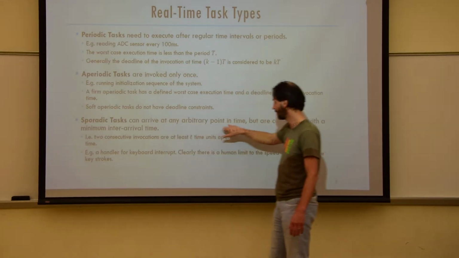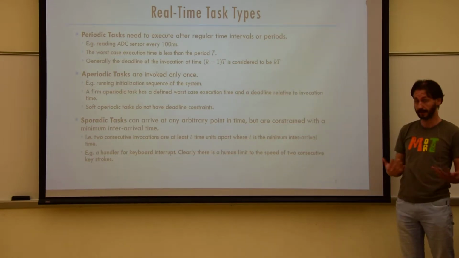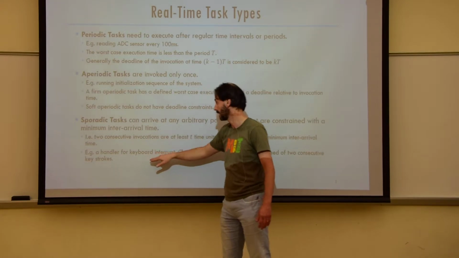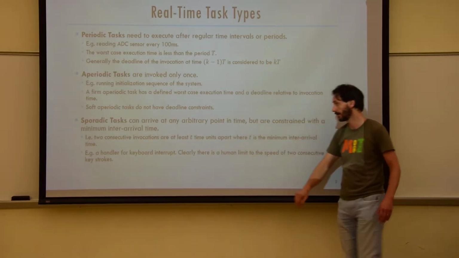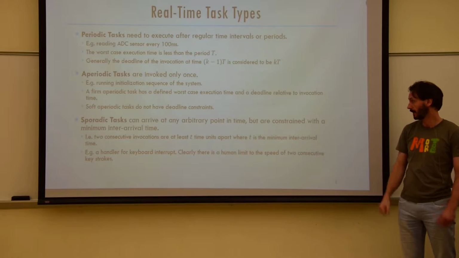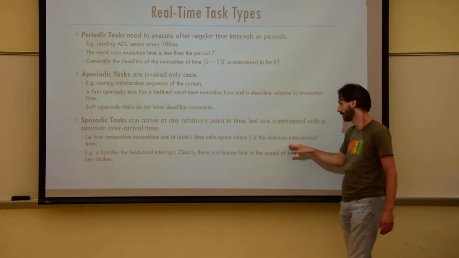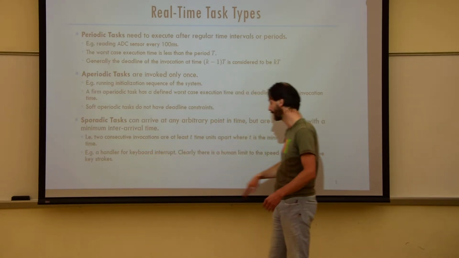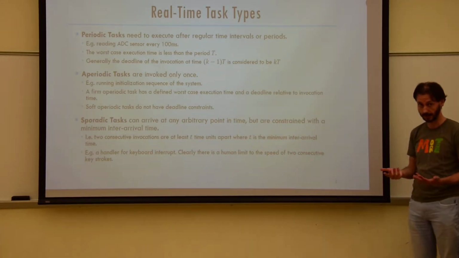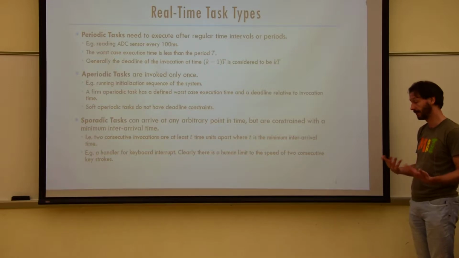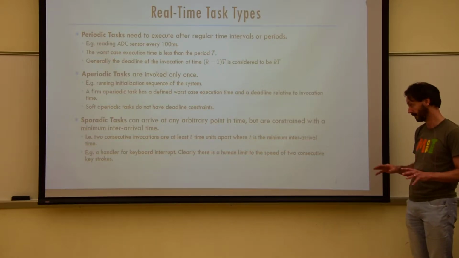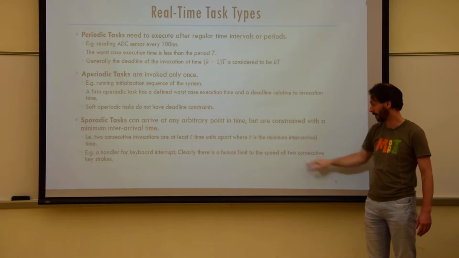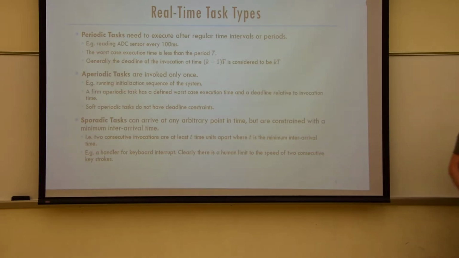They can arrive at any arbitrary point in time and are constrained by a minimum inter-arrival time, say two consecutive invocations are at least T time units apart, where T is the minimum inter-arrival time. This could, for example, be the handler for your keyboard, where the limit of the human's typing speed, pressing the keyboard, actually leads to such a minimum inter-arrival time.